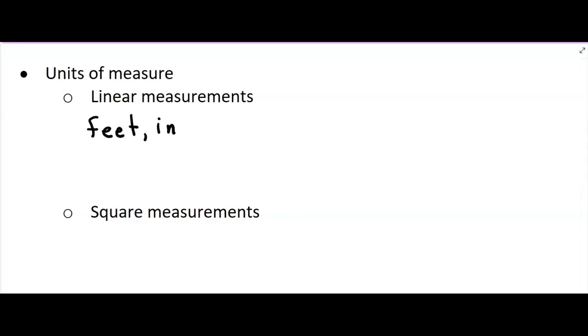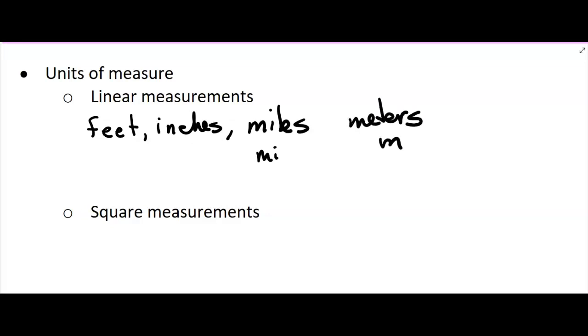Okay, so units of measure, you have linear measurements like feet, inches, centimeters, miles. Okay, those are all linear measurements, and they have different abbreviations. Miles is usually abbreviated MI. Okay, meters, that's another linear measurement. It's abbreviated M.